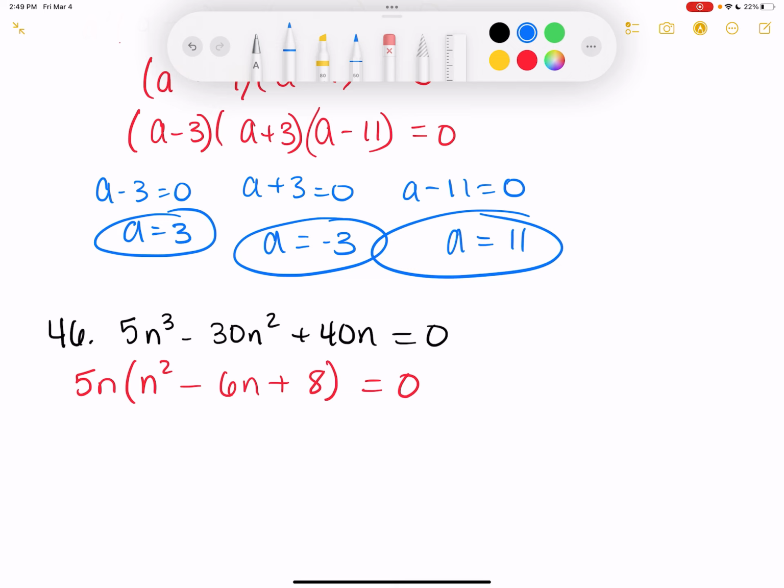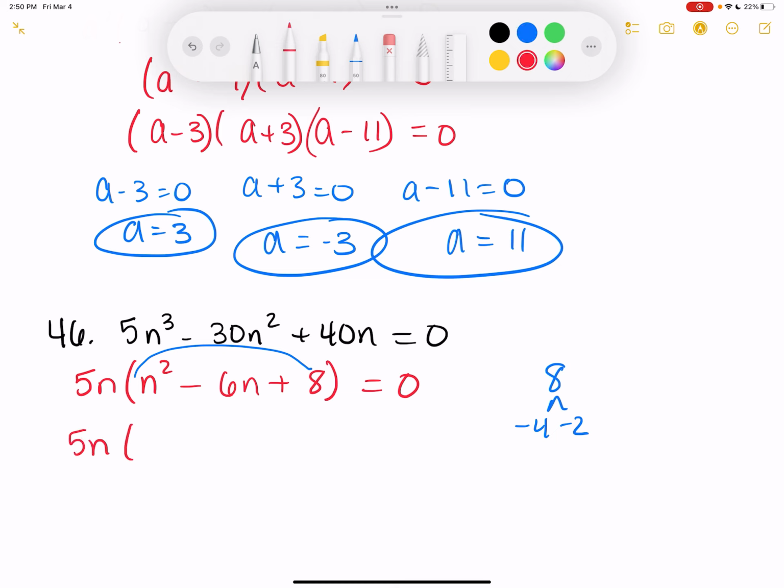The very first type of factoring we did was what method? Foil. That's not factoring. The factor tree. Isn't that the arch method? So I need factors of 8 that give me negative 6. 4 and 2. Negative 4 and negative 2.